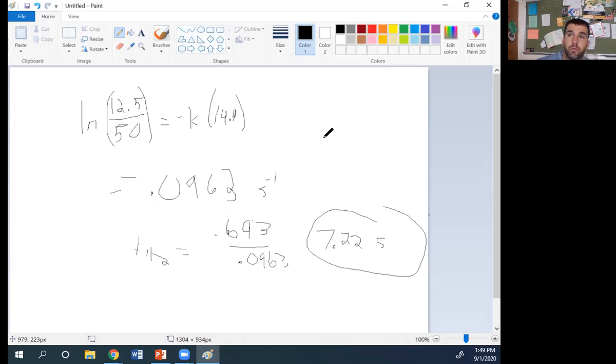We don't have ln on this one, so I would just do 0.693 divided by 0.0963. What'd you get? 7.19. That's close. That's fine. That's close enough.